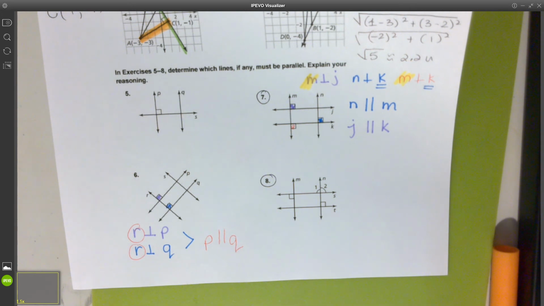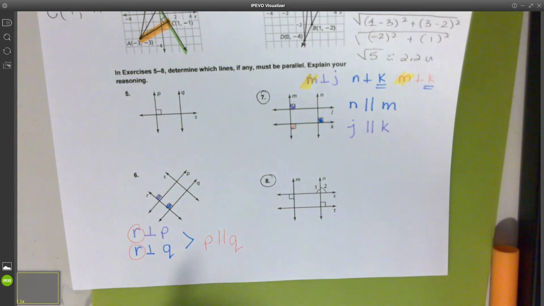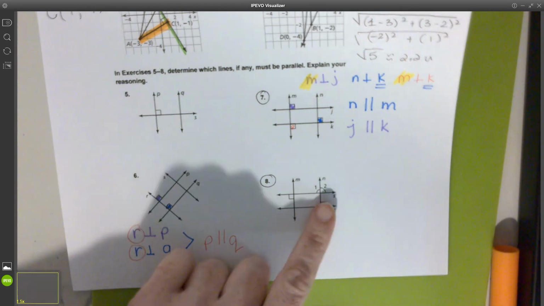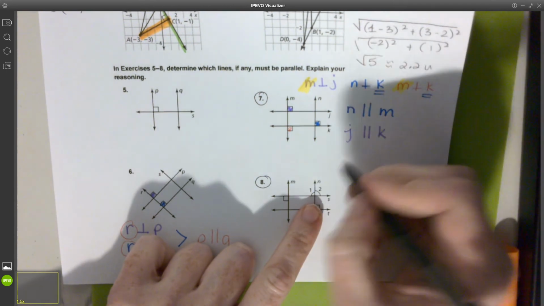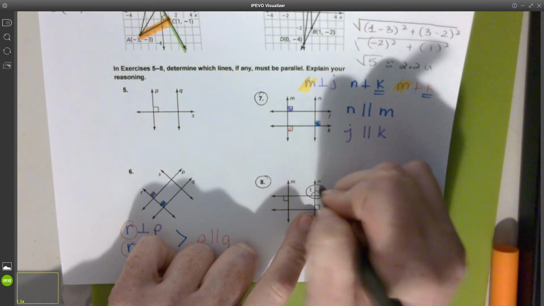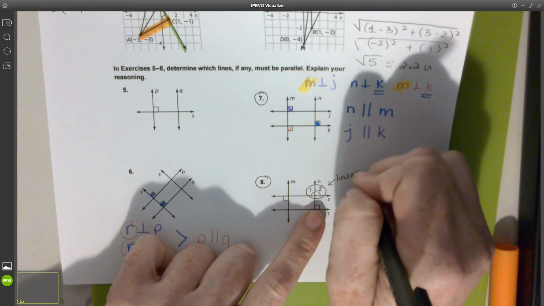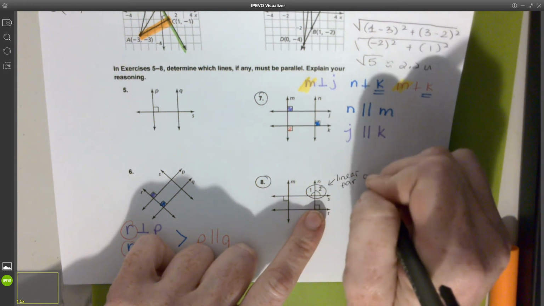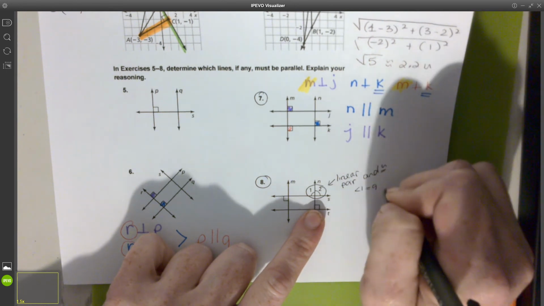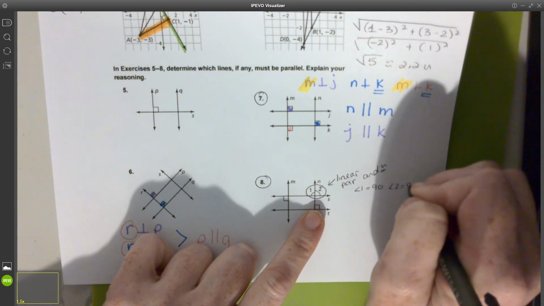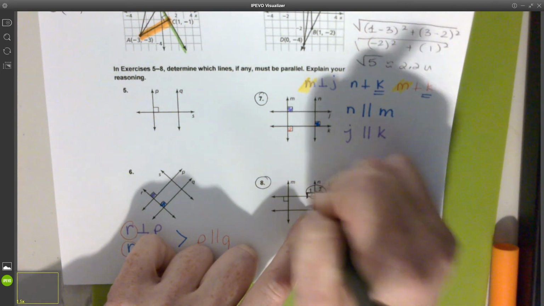There's a little bit going on. The first thing I want to identify is angle 1 and angle 2. Angle 1 and angle 2 are congruent. We can see that they are a linear pair and congruent, which means angle 1 equals 90 and angle 2 equals 90. So I'm going to change this to right angles.